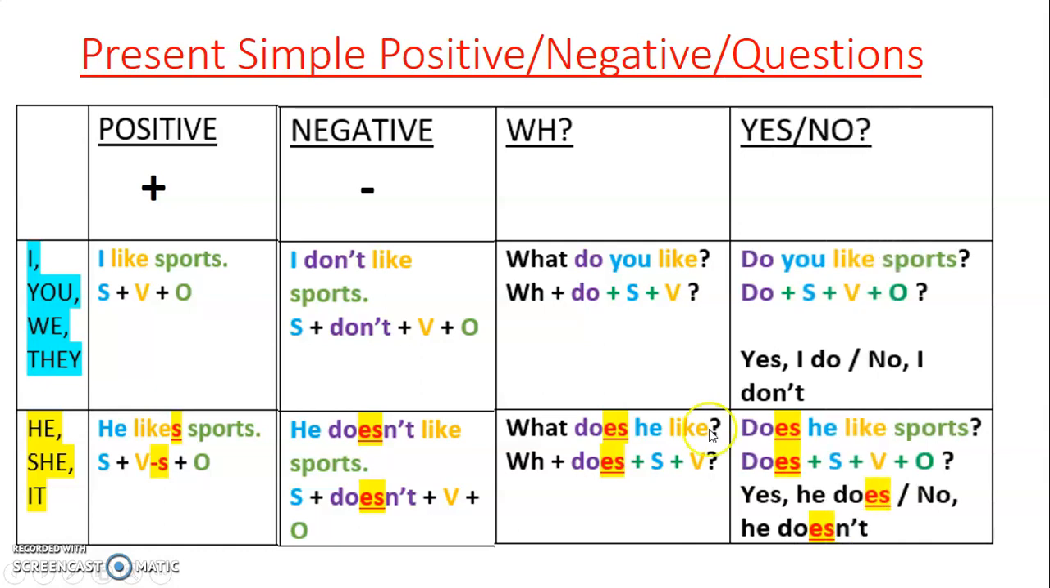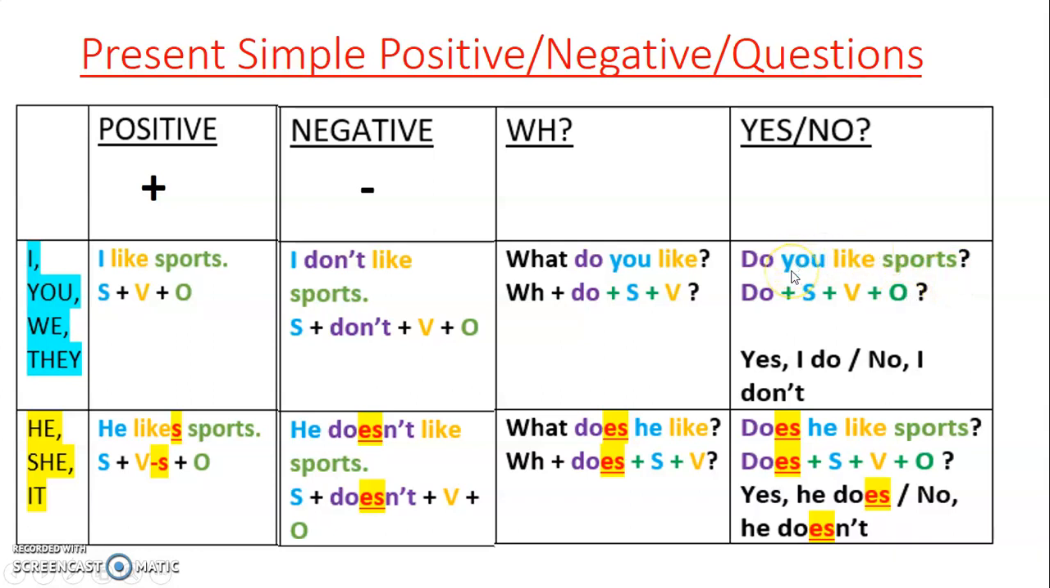Now the last type of question is the yes-no question. So how do you make a yes-no question with I, you, we, and they? Well, it's very easy. You just need 4 elements. The first one is the helping verb, do. Do you like sports? The first word is do. The second word is your subject, you. You can also put I, we, or they. Then you have the verb like, and then you have sports, which is your object.